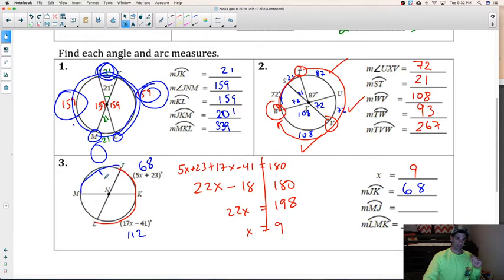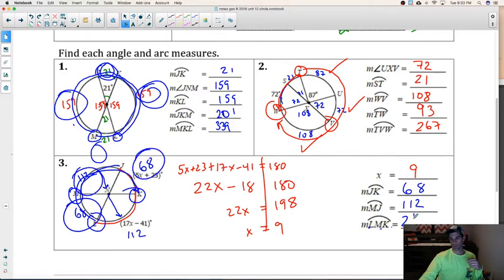Now MJ can be derived from this arc here, or that central angle there. That is the same as this, which is the same as that, okay? Because vertical angles can carry across to your arcs. So this one's going to be 112. Then they wanted LMK. Here's LMK, so I'm going to go this way. So you're going to grab the 68, the 112, and the 68, and that's going to give you 248. All right, so there's some work with central angles there.